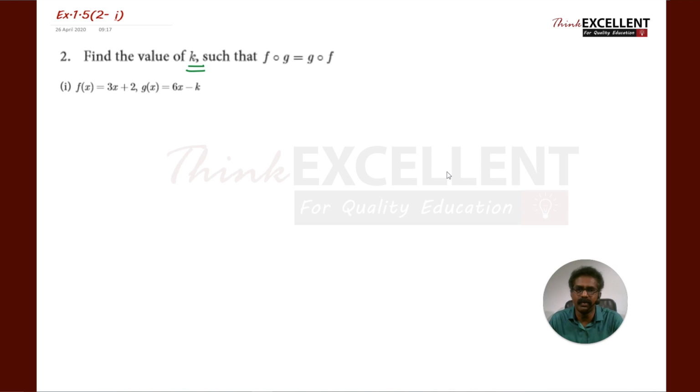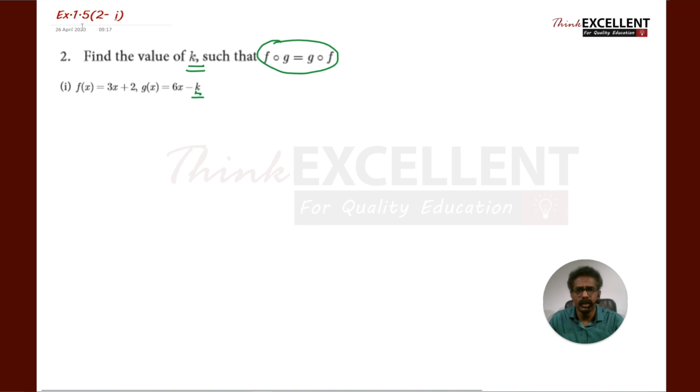They asked to find the value of k. Different one, right? Find the value of k such that F composition G is equal to G composition F. I said, not in general, they are not equal. But here they are telling they are equal. F of x is one function, g of x is another function, but there is an unknown. What's unknown? K. They asked us to find the value of that k only.